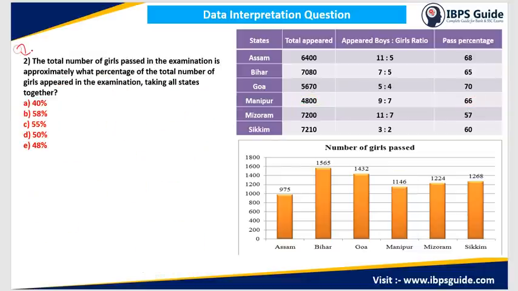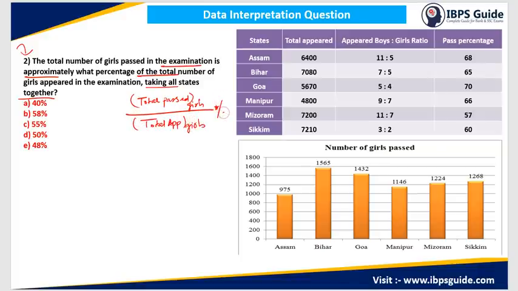So in question number 2 they are saying the total number of girls passed in the examination is approximately what percent of the total number of girls appeared in the examination taking all the states together. So basically we have to find total passed girls divided by total girls appeared, in percentage form.